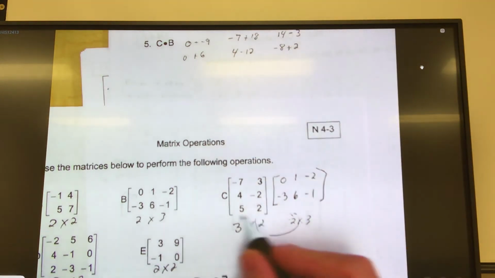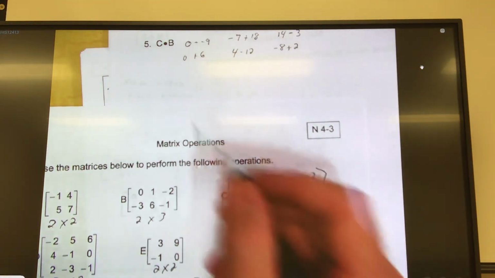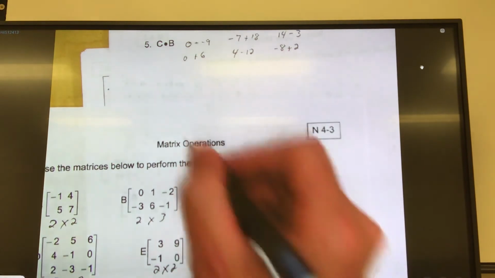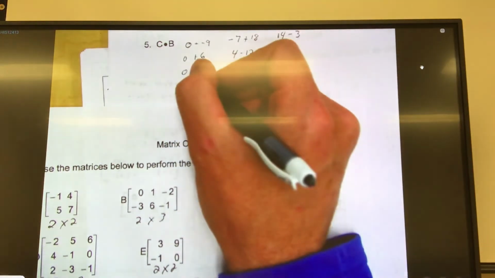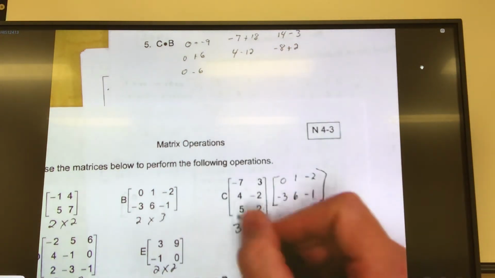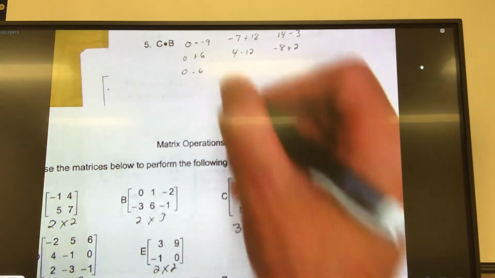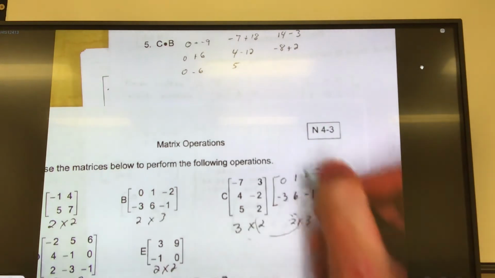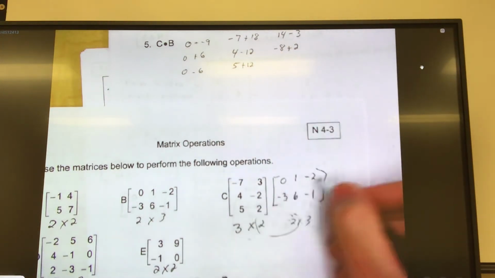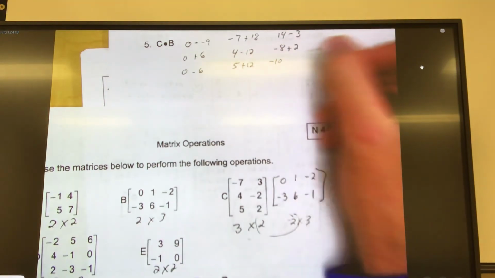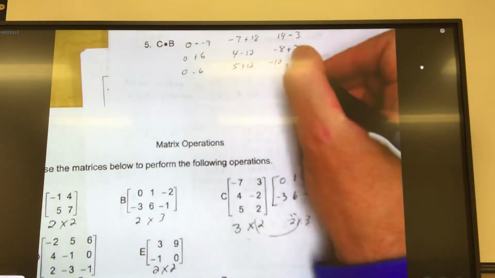Now our final row times column 1. 5 times 0 is 0. 2 times negative 3 is a negative 6. Now second column, 5 times 1 is 5. 2 times 6 is a positive 12. Last column, 5 times negative 2 is negative 10. 2 times negative 1 is a negative 2.